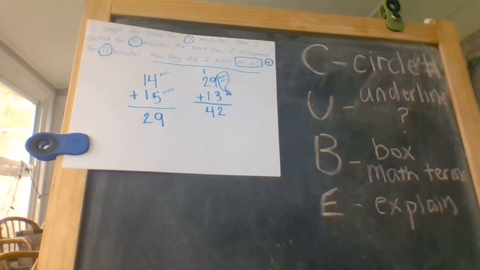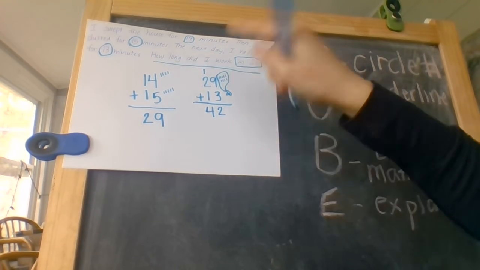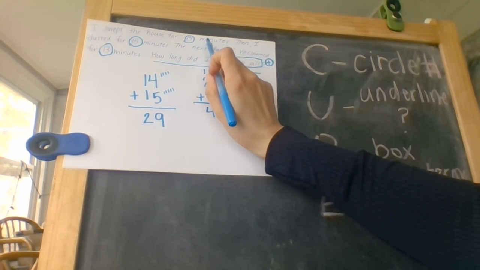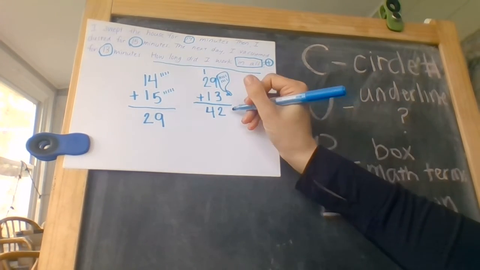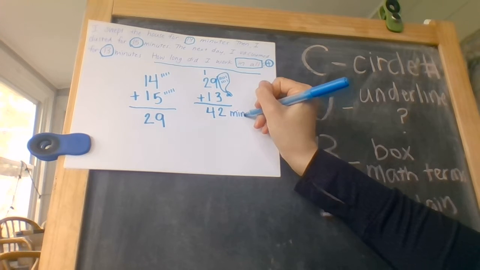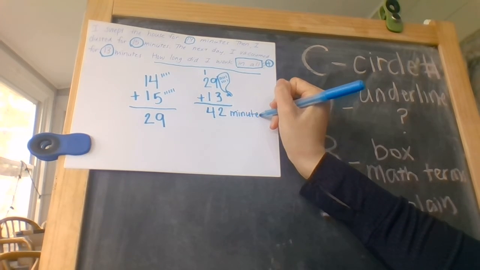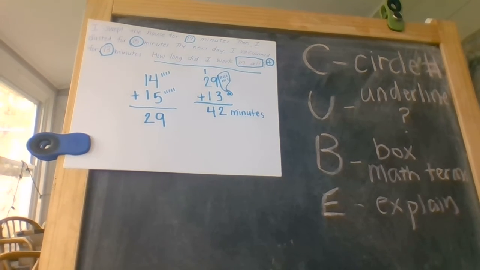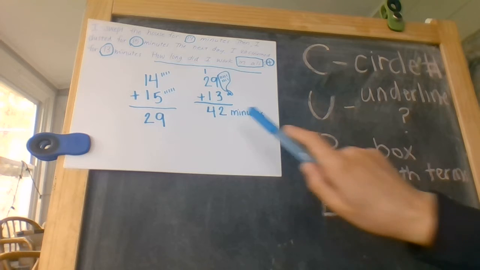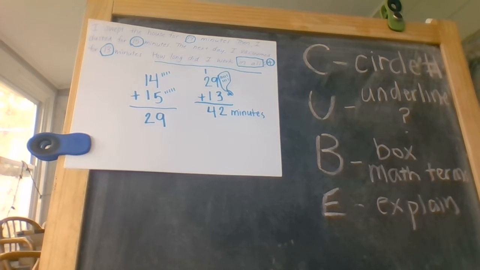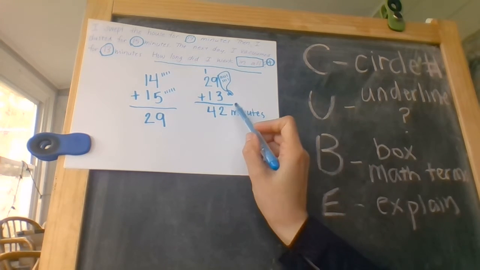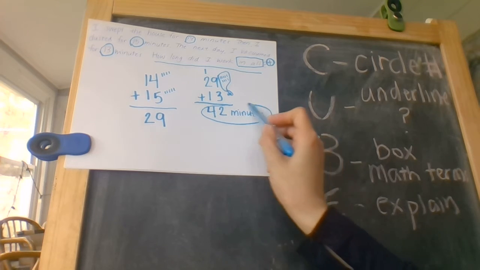So, how long did he work in all? 42. Let's look for our unit, minutes. We've got to label our units because he could have worked for 42 hours, 42 days, 42 weeks, 42 years. What makes sense? We need that unit, 42 minutes. And then I always like to circle my answer.